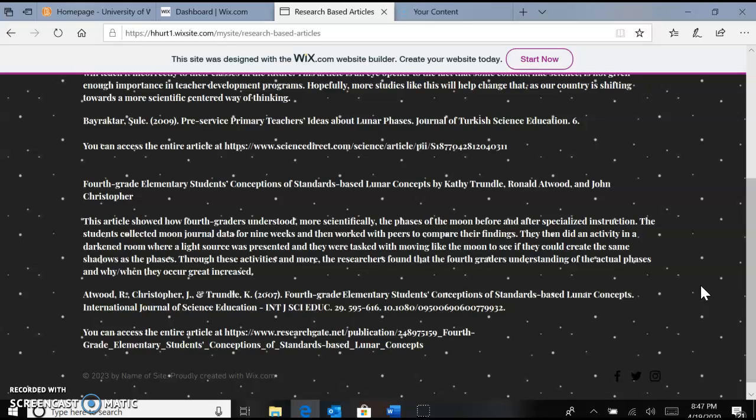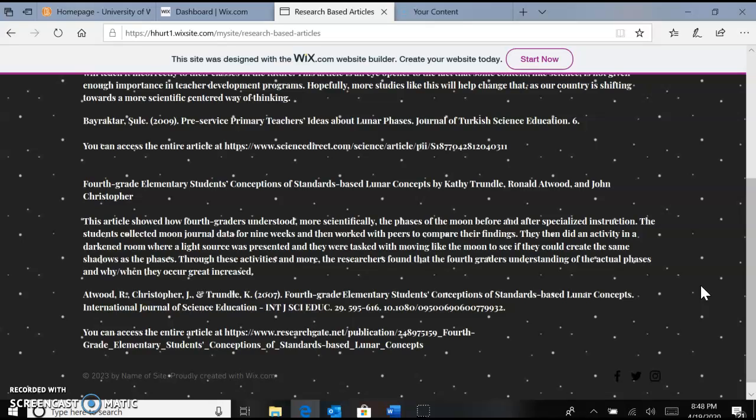So the students were done the same as the student teachers. They were asked about the moon phases straight off the bat, almost like a pretest. And then they did a whole bunch of activities, including a 9-week moon journal, and working with peers to compare their findings. They did an activity in a darkened room with a light source, and they moved around to mimic the moon's phases. So they got to do a lot more hands-on and in-depth work with those moon phases. And then they were asked again about the phases of the moon, and their scores went through the roof.